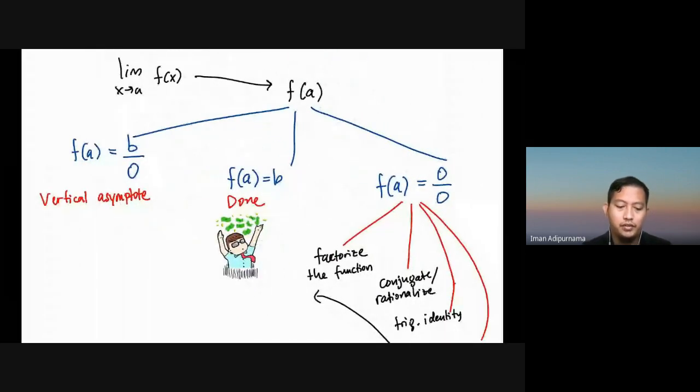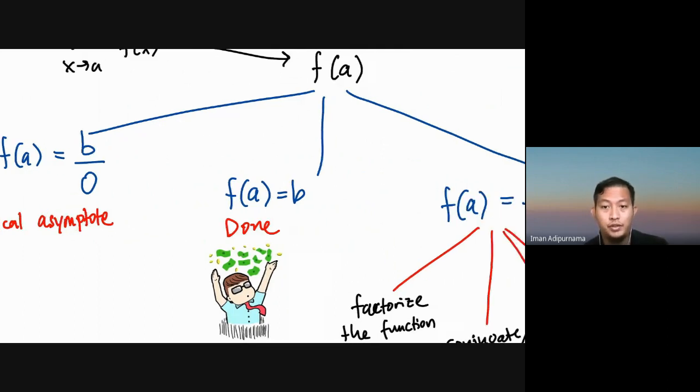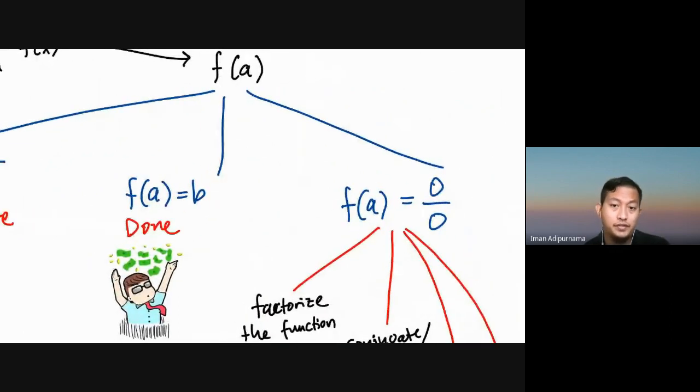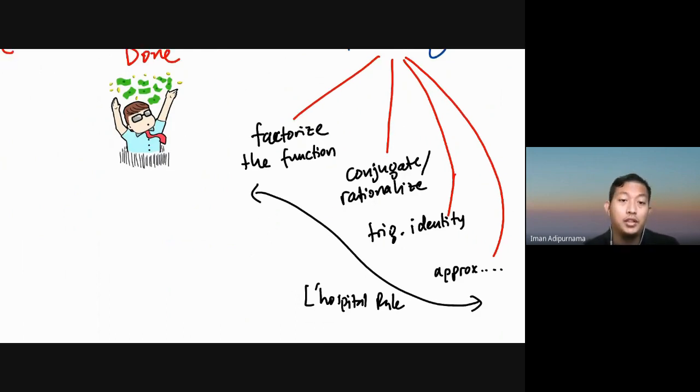So if you get something constant over 0, you have the vertical asymptote. If you have a direct result, then you're done. You don't need to calculate more. And if you have 0/0, you need to think of some way to get to the results. So you can factorize. You can try to rationalize if it's a rational function. And you can also use a trigonometric identity if it is a trigonometric function. Or you just use any approximation method. But I think you will also learn some approximations later on.